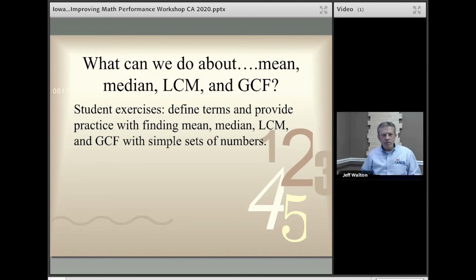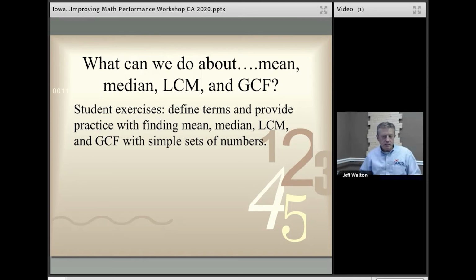What do we do about problems that involve mean, median, least common multiple, and greatest common factor? I don't know any games to help you with this one. These are just terms that kids have to learn and processes that they have to learn to follow. I did not see a fourth, fifth, or sixth grade math textbook that did not include these things in the 5 that I evaluated.